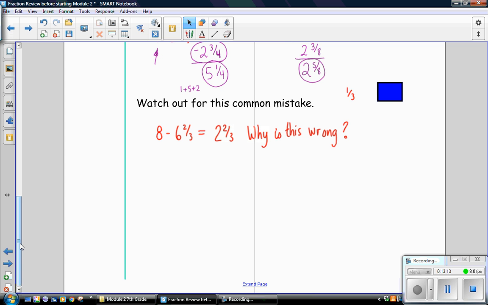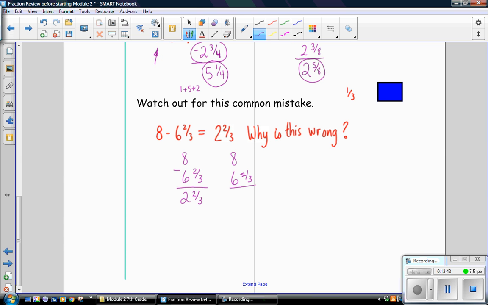When you're subtracting fractions, watch out for this common mistake. A student said that 8 minus 6 2/3 is 2 2/3. Why is this wrong? So what this student did is they subtracted 8 minus 6 and wrote down a 2, and then they just brought down the 2/3. That's not correct. When you're subtracting 6 2/3, you need to subtract the 6 and the 2/3.